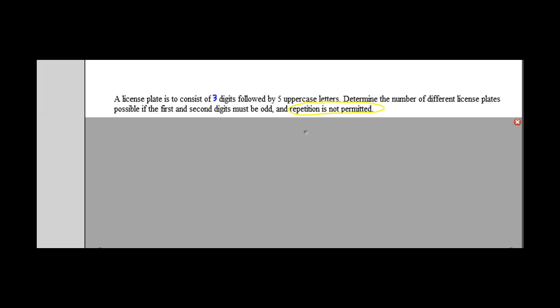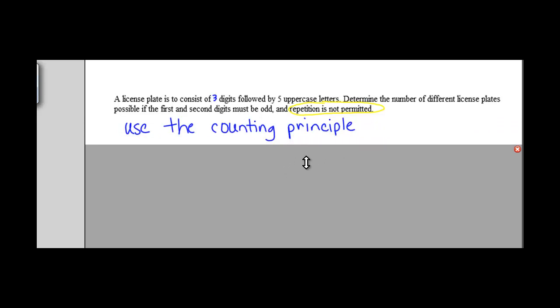Here we have an example from 12.8. It says that a license plate is to consist of 3 digits followed by 5 uppercase letters. Determine the number of different license plates possible if the first and second digits must be odd and repetition is not permitted. So to work this problem, we're going to use the counting principle.